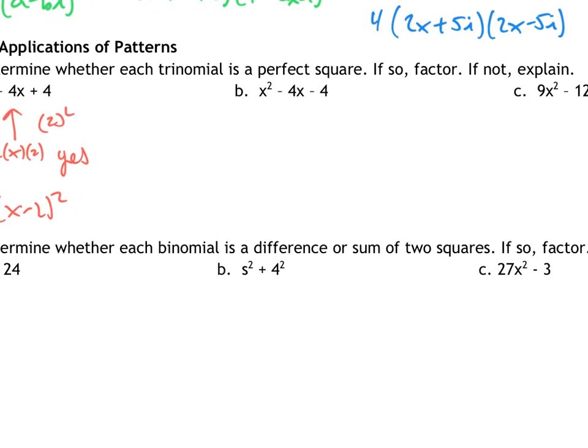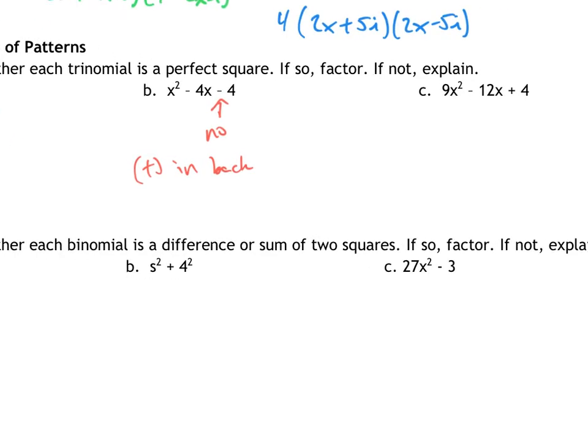Is this one right here? No. It has to be a plus in the back. For it to be a perfect square, you cannot have a minus back there. It doesn't work out because you can't have 2 times 2 give you a -4 or -2 times -2 give you a -4. Since you're multiplying the same thing twice, it's always going to be positive.